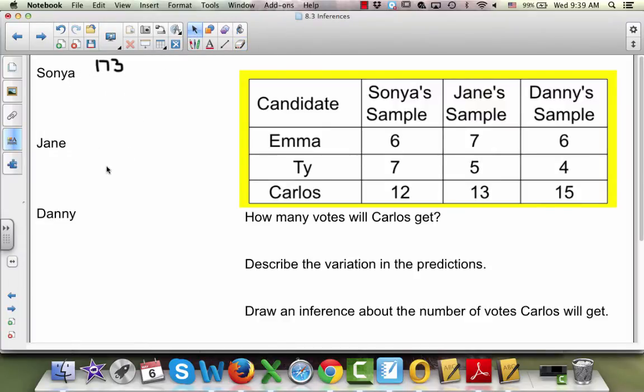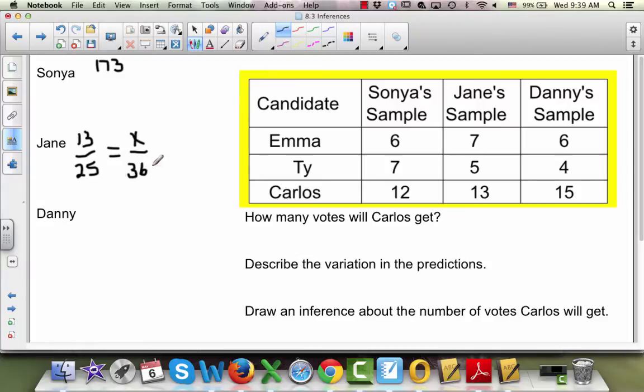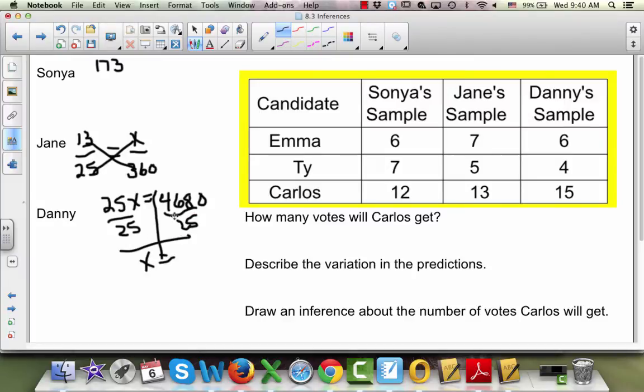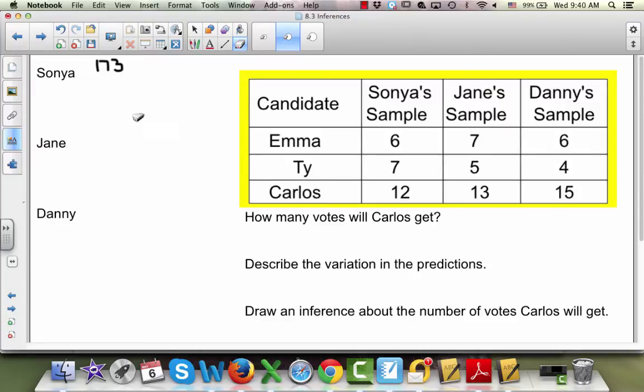All right, now what about Jane? In Jane's sample, Carlos got 13 votes. So we come over here and we put 13 over 25 because she got 13 out of 25 votes. And now how many out of the 360 will he get? We do go through the same process, 25 times x, and 13 times 360. That gives us 4680. Draw our line, divide by 25 on both sides, and that gives us x equals 187.2. So 187. So we can infer that Carlos will get 187 votes according to Jane's sample. So let's erase this. We'll put 187 here.